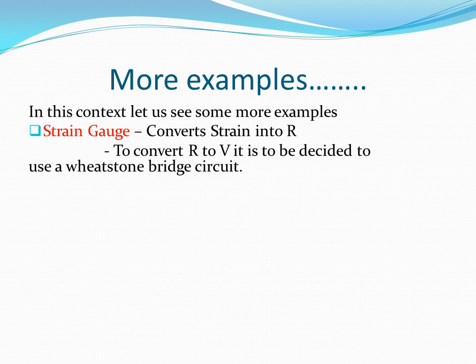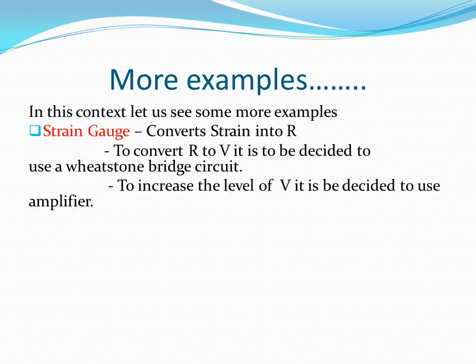However, the voltage obtained from the Wheatstone bridge circuit may or may not be in a position to run a data representation device, because all the data representation devices require at least 5 volts, whereas the voltage from a Wheatstone bridge circuit may not be in a position to produce the maximum 5 volts. So in that case we can use an amplifier in order to increase the level of the voltage.